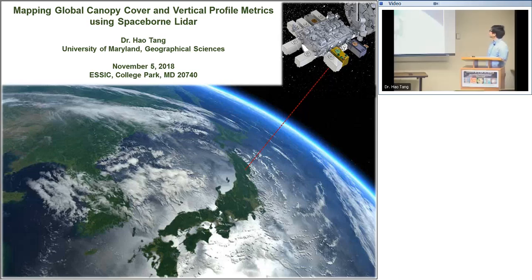He studies the dynamics of terrestrial ecosystems using different lidar remote sensing platforms. He is currently working on NASA's Global Ecosystem Dynamics Investigation mission, and he is on the science definition team. And Dr. Tang is a recipient of the NASA Earth and Space Science Fellowship and the NASA New Investigator Award.